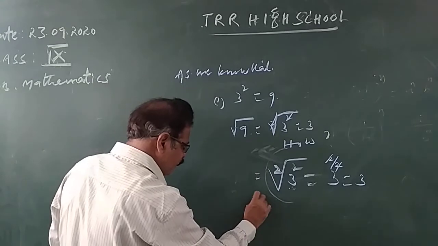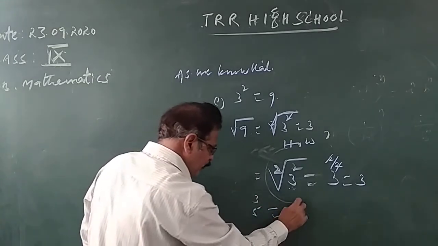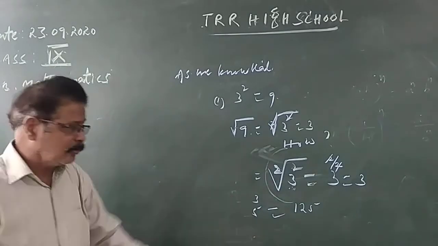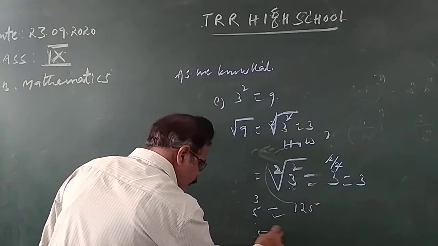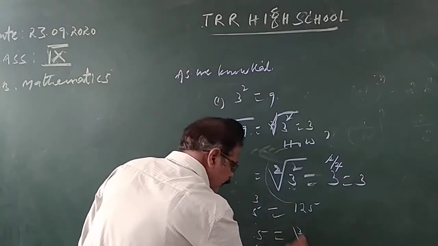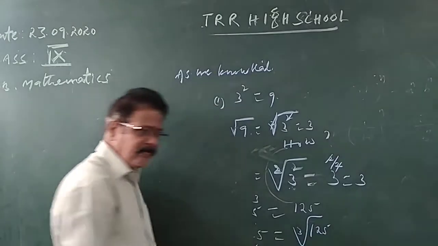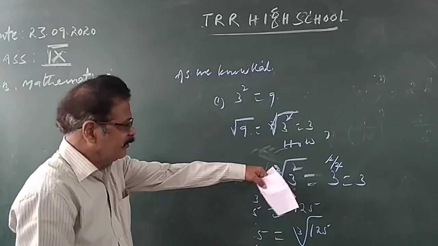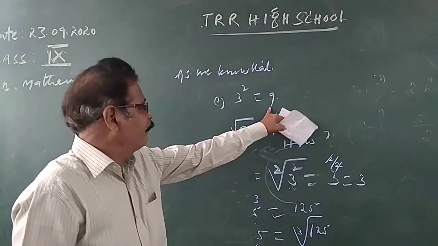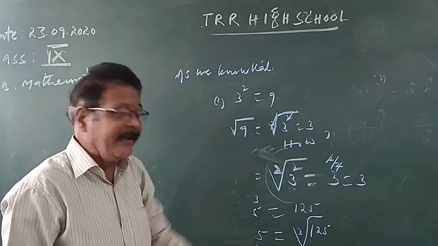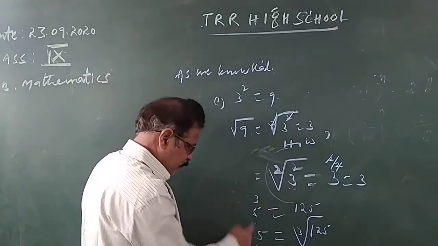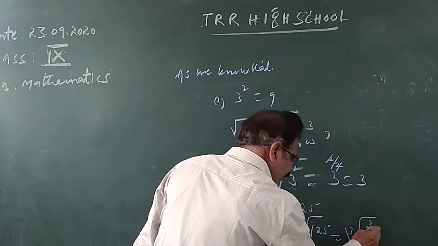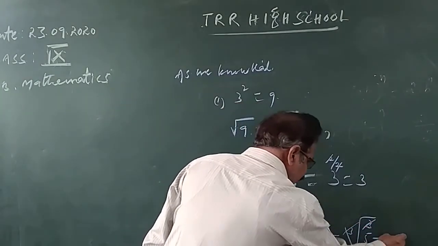Similarly, 5 cube is equal to 125. So this is called the cube root. How can you know? 5 is equal to the cube root of 125. 5 cube is equal to 125, so 5 is equal to the cube root of 125, like that. Here also 3 square equals 9, so 3 is equal to the square root of 9. So the cube root of 125 can be written as 5 cube. The cube root and cube cancel, equal to 5.